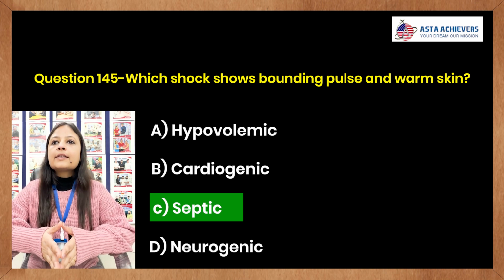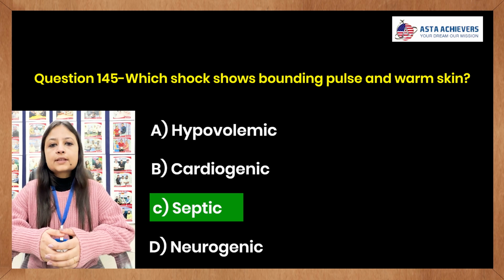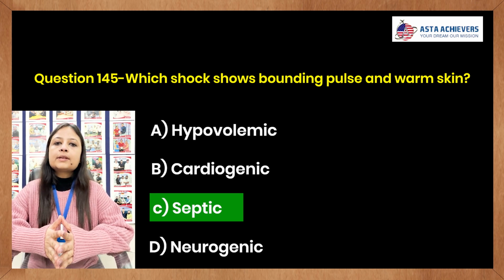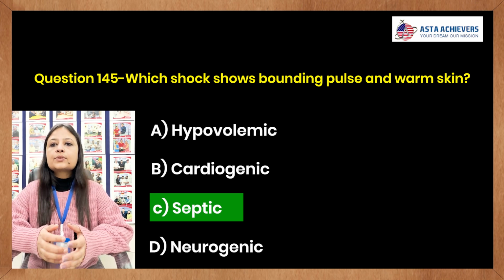Question number 145. Which shock shows the bounding pulse and warm skin? So option A, hypovolemic. Option B, cardiogenic. Option C, septic. And option D, neurogenic.